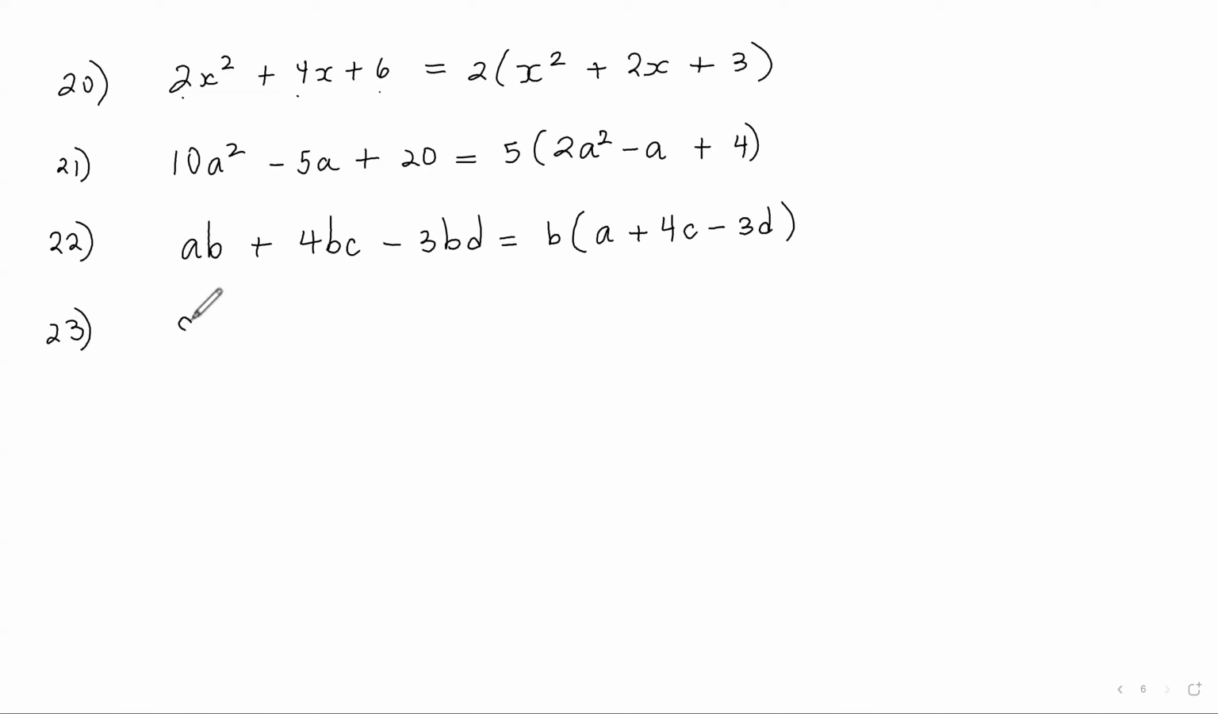Okay, Kaylin, let's try one. What about 8x minus 4y plus 12z? Open brackets, 2x minus y plus 3z. Excellent.